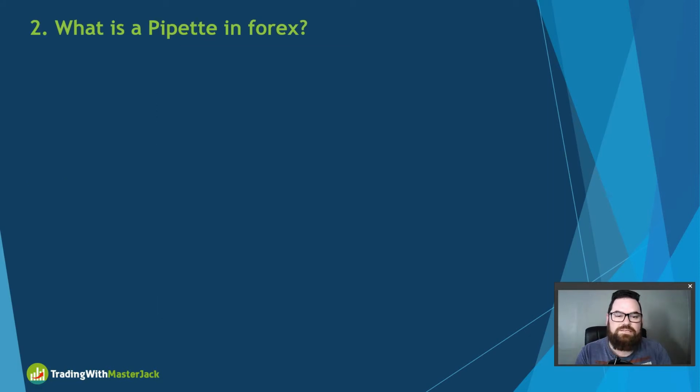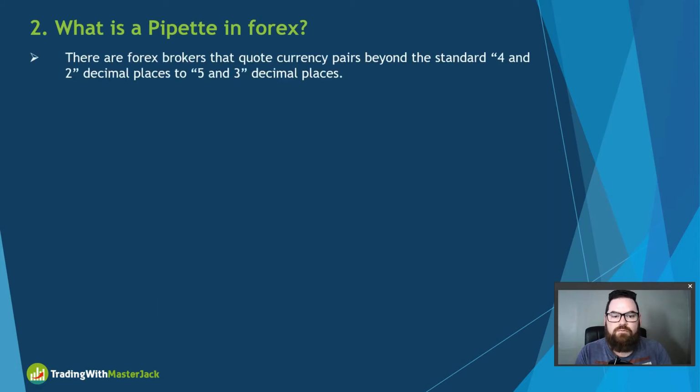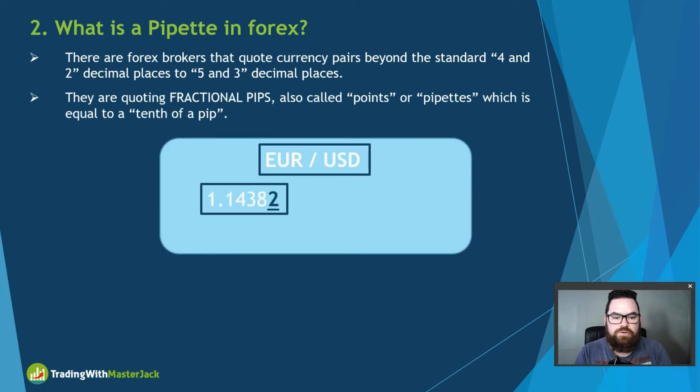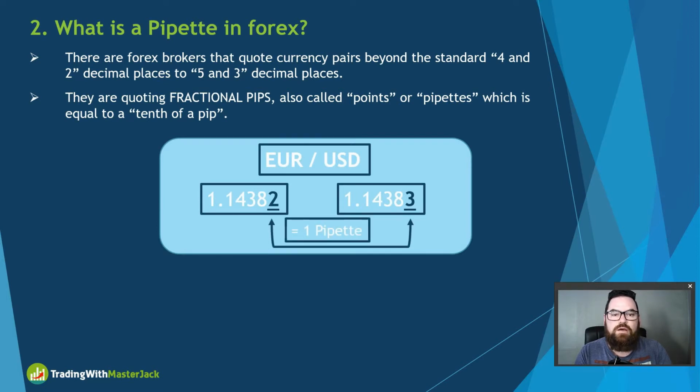Number two, what is a pipette in Forex? There are Forex brokers that quote currency pairs beyond the standard 4 and 2 decimal places to 5 and 3 decimal places. They are quoting fractional pips, also called points or pipettes, which is equal to a tenth of a pip. To illustrate this with the Euro USD, you see there it's 1.14382 moves to 1.14383. In the fifth decimal place, and this is a movement of 1 pipette. So it's a pretty straightforward one actually.